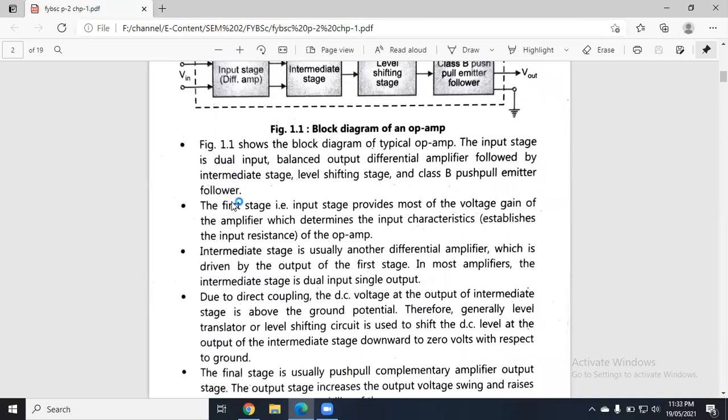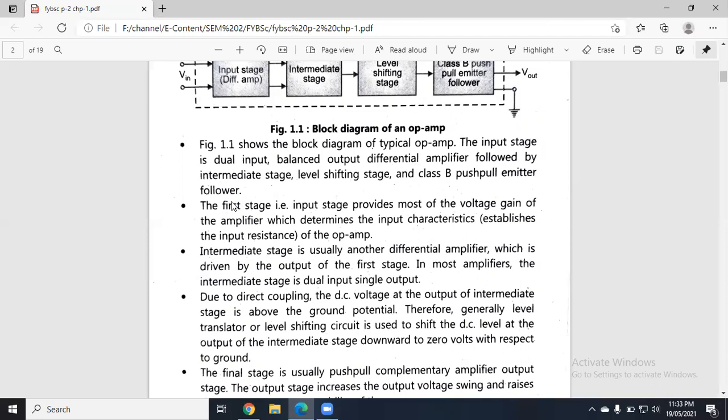The first thing is that we need to understand each and every block in detail. In the first stage, the input stage provides most of the voltage gain of the amplifier, and it determines the input characteristics of the op amp. Whatever input stage or differential amplifier stage we have determines the input characteristics. Secondly, we have the intermediate stage. It is usually another differential amplifier which is driven by the output of the first stage. Obviously, the second stage's input is the output of the previous stage.